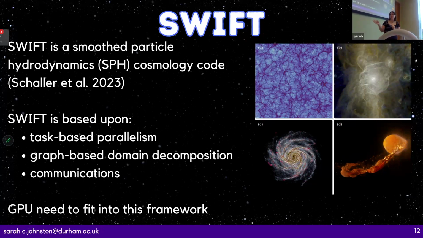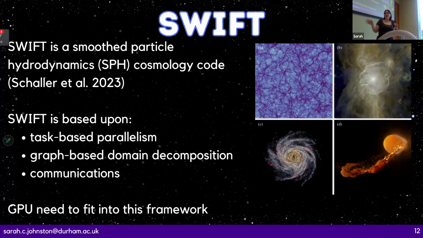The three key principles that Swift runs on: first, task-based parallelism. At the start of the run, we make a list of tasks of everything that needs to happen, and then we divide those up across our available cores. Second, graph-based domain decomposition. We're not just going to give every core the same number of tasks, we're going to give it the same amount of work, so we weight how much each of our tasks needs to do. And third, we need a lot of communications to make all of this run smoothly.